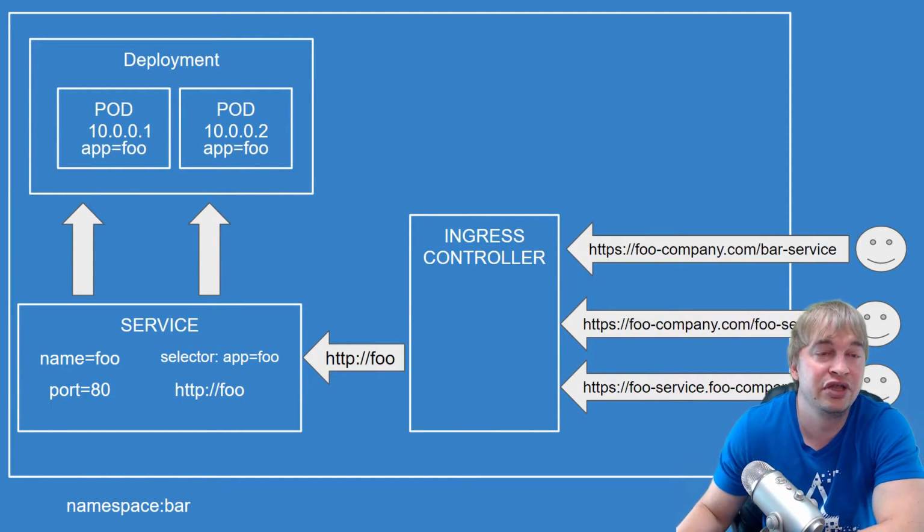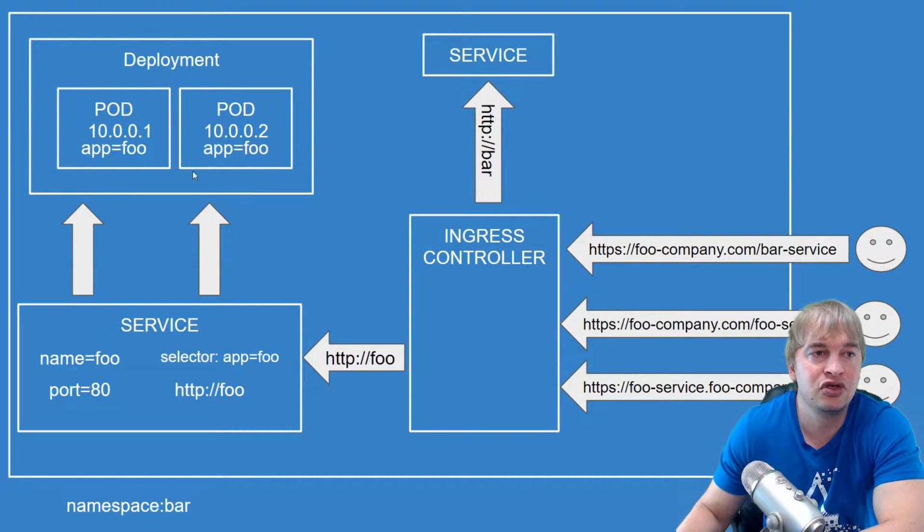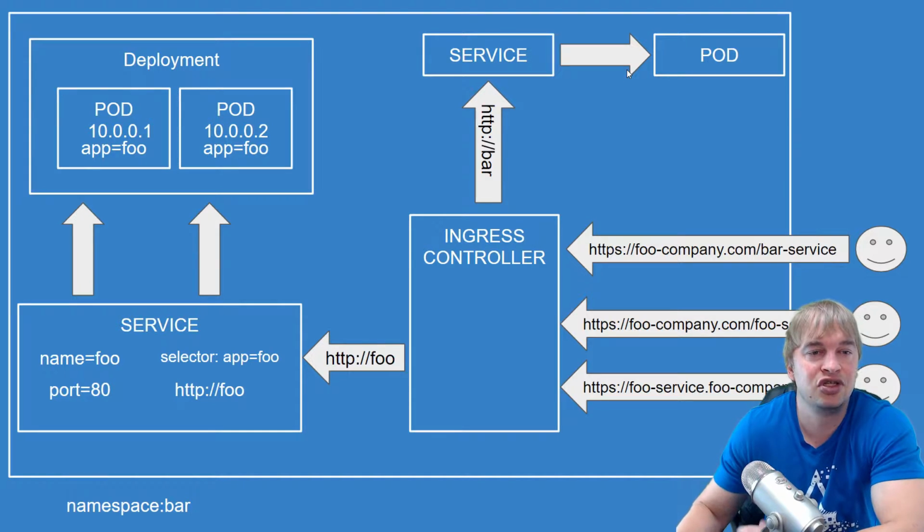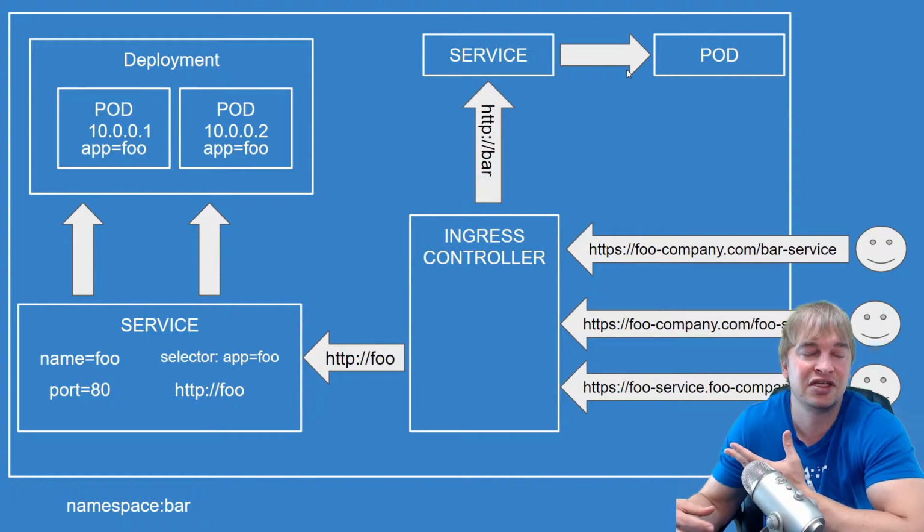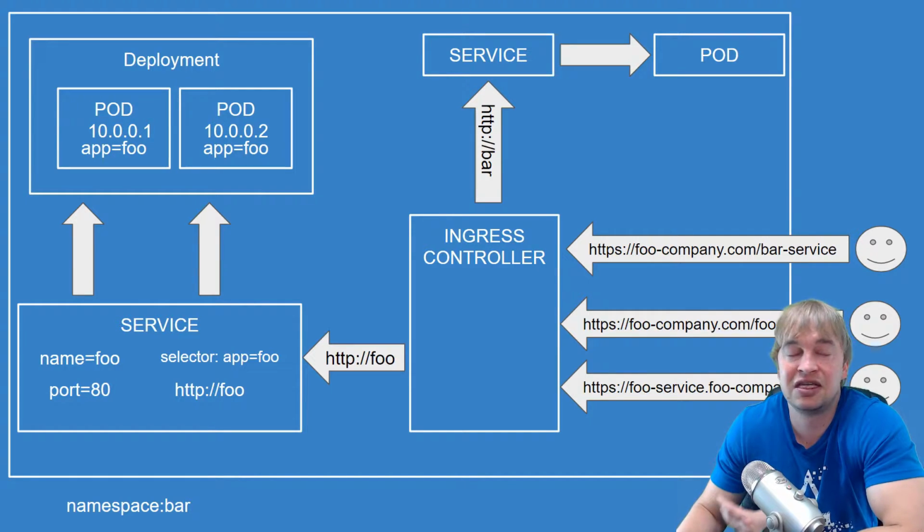In addition to this, if we had another service, let's say we have bar service, we can define another ingress rule to say anything coming to foocompany.com/barservice, we can do a separate routing to say go to another service called HTTP bar and route to a different pod. So this allows us to deploy multiple microservices and serve them through a single ingress controller. So this is very similar to an API gateway.